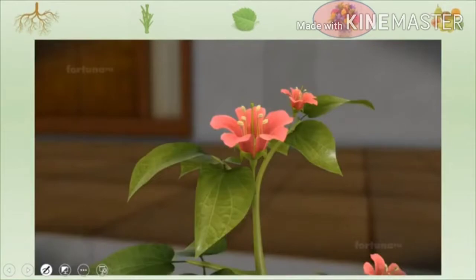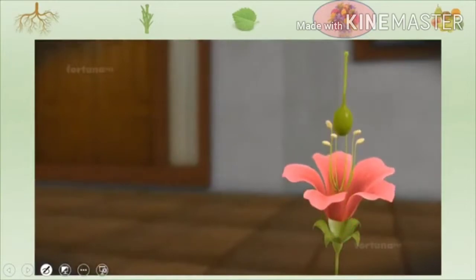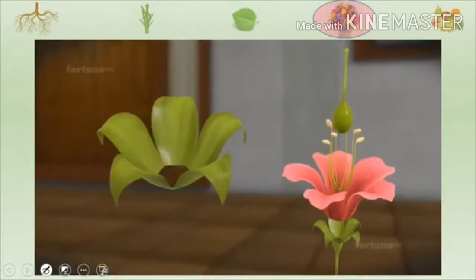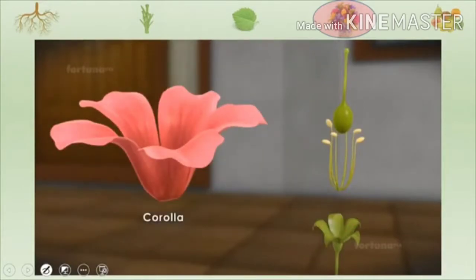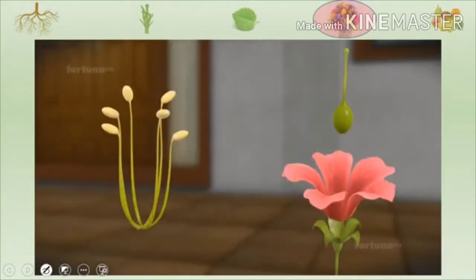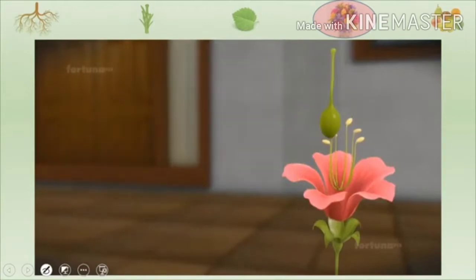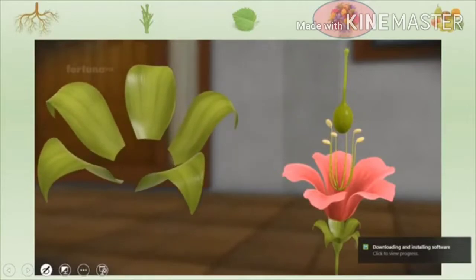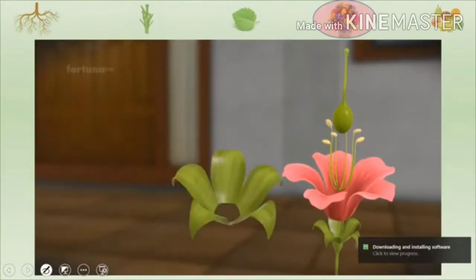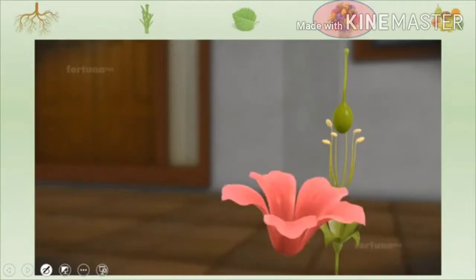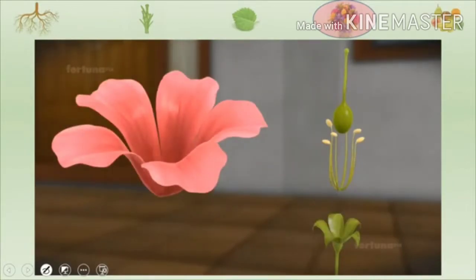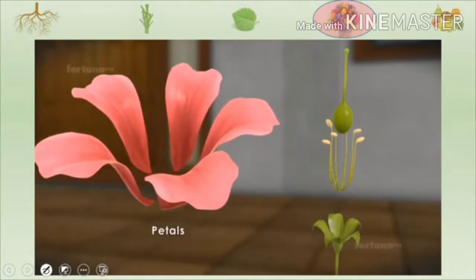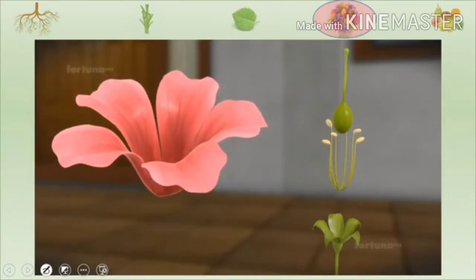Now see here the picture of the flower. The flower is made up of four concentric whorls. The first one is the calyx, then corolla, androecium and the gynoecium. These are the four parts of the flower. This is the calyx, the outermost whorl, and it is made up of leaf-like structures called sepals. Now the next one is the corolla, of a familiar color, made of delicate structures called petals. This layer attracts the insects.